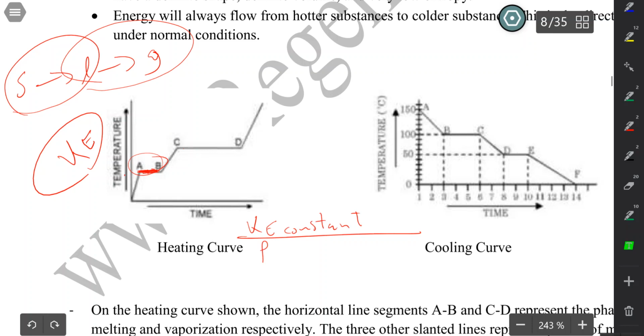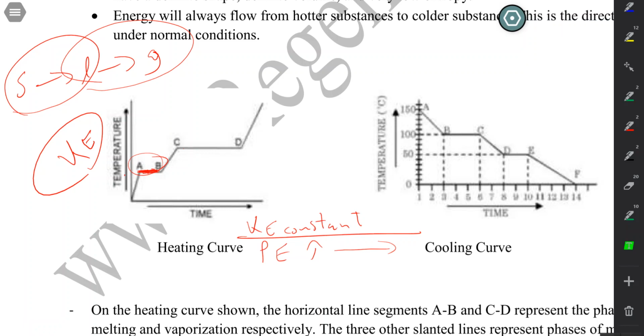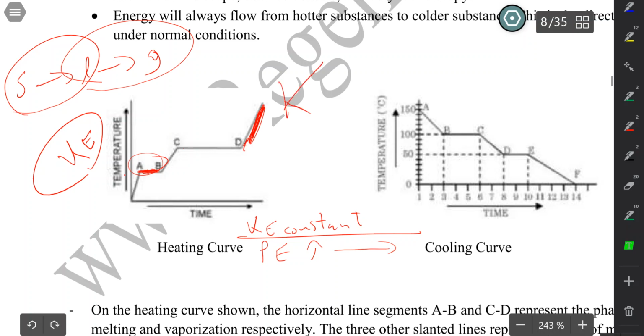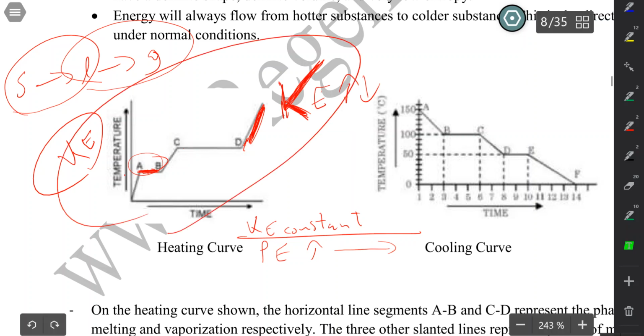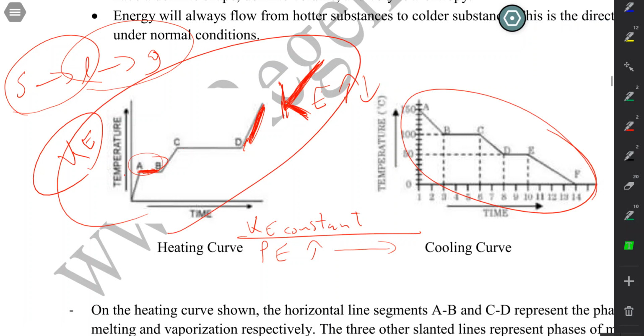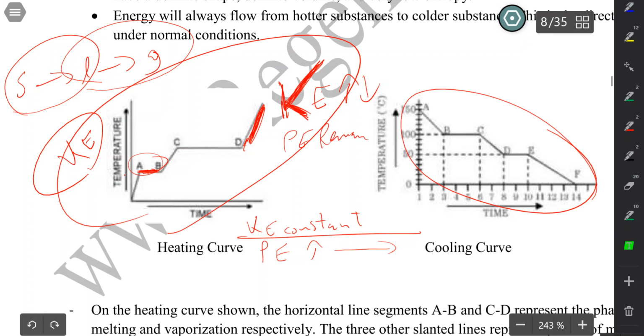But what happens is the potential energy actually increases at the horizontal lines. On the other hand, at the slanted lines here, where we raise the temperature, the kinetic energy changes. Notice how the K is actually showing you slanted lines already as it is. So you'll always remember that the kinetic energy changes at the slanted lines. Kinetic energy is increasing or decreasing at the slanted lines. It will increase in a heating curve and decrease in a cooling curve, while potential energy remains constant on the slanted lines. Okay.